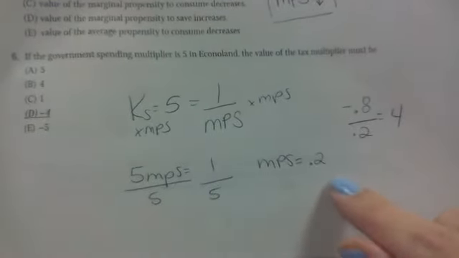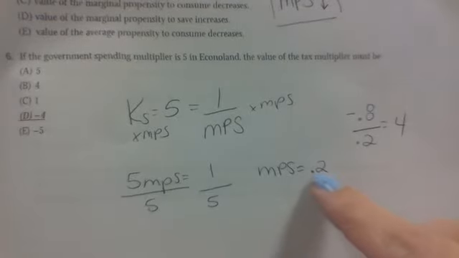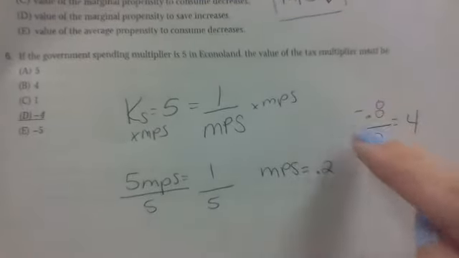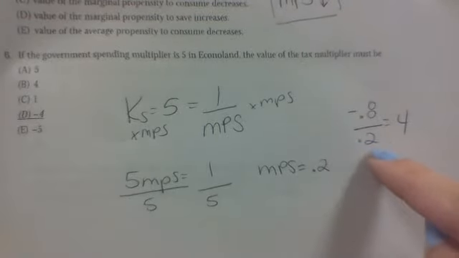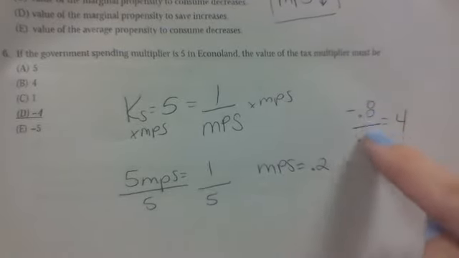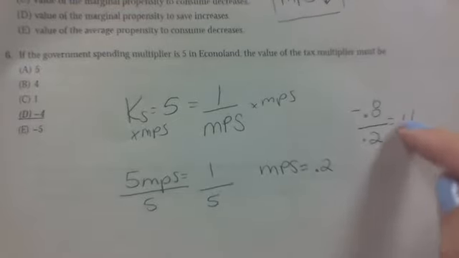But it's asking for the tax multiplier. I have MPS. So I'm going to throw that right out of the denominator, because the tax multiplier is negative MPC over MPS, or negative 0.8 in this case over 0.2. This was given. You had to figure this out because they both equal 1. Negative 0.8 over 0.2 is 4. This looks familiar. We saw this right up there. It's the same math. Okay.